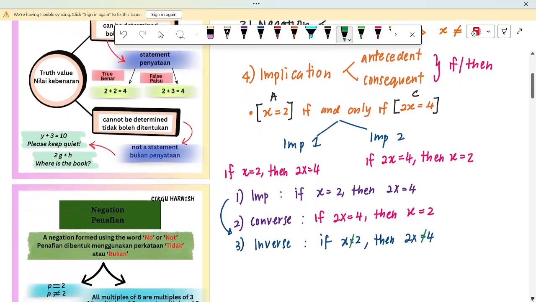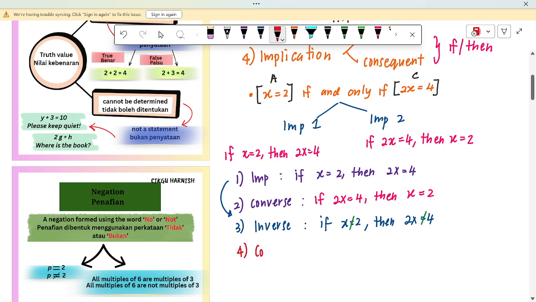And the last one, number 4, is contrapositive. For contrapositive, you need to flip them first, similar to your converse: if 2x equals 4, then x equals 2. And once you flip them, you need to add not equal to. So implication and converse are positive statements. Inverse and contrapositive are negation statements where not equal to will come in. But for inverse you don't have to flip, for contrapositive you need to flip. So this is the flow of implications, the types that we have.